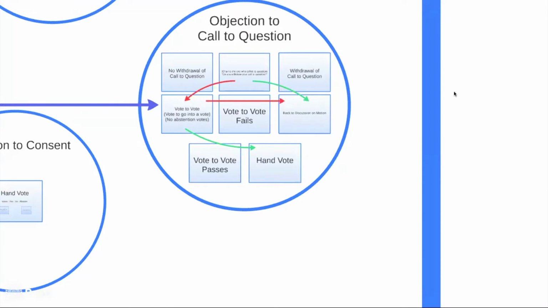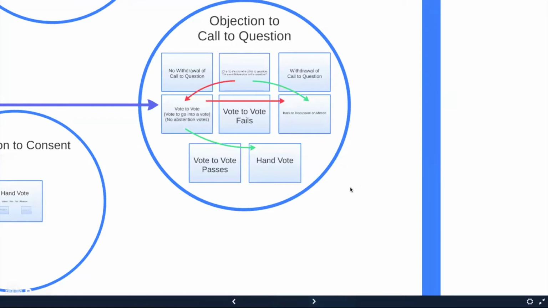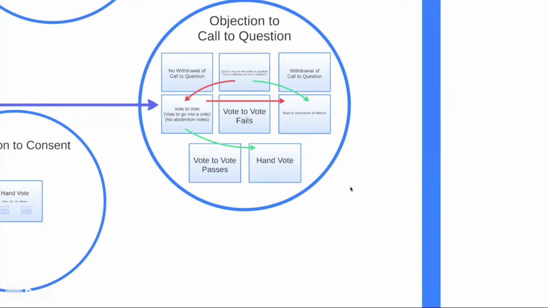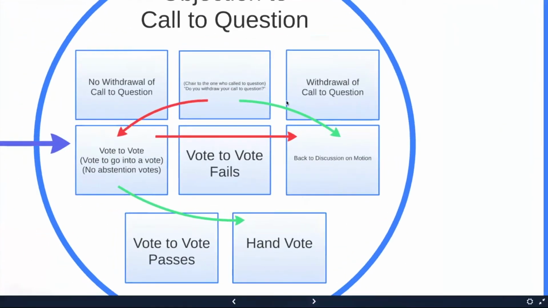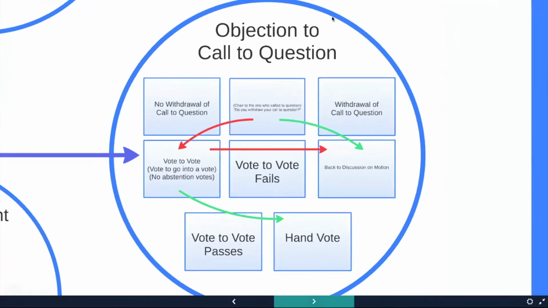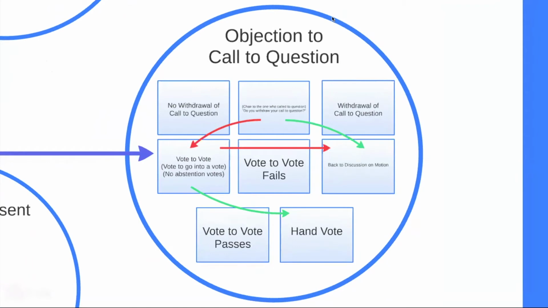I'm just confused on the difference between no withdrawal of call to question and the withdrawal of call to question. When you withdraw your call to question, are you essentially saying I no longer question what's being motioned? Is that what's going on?